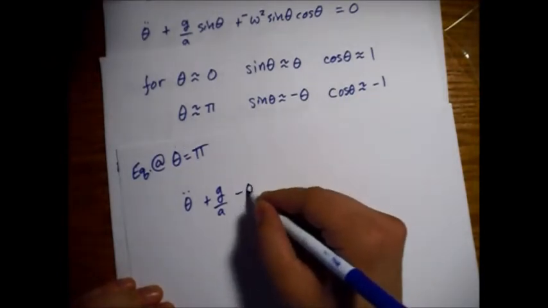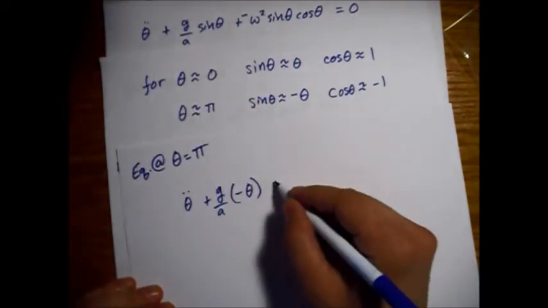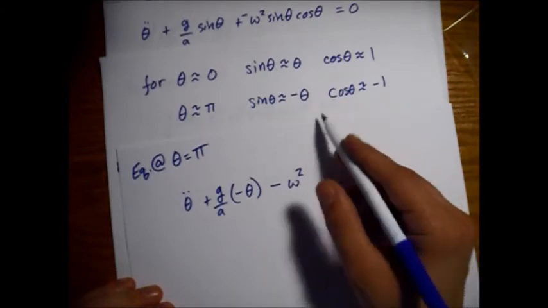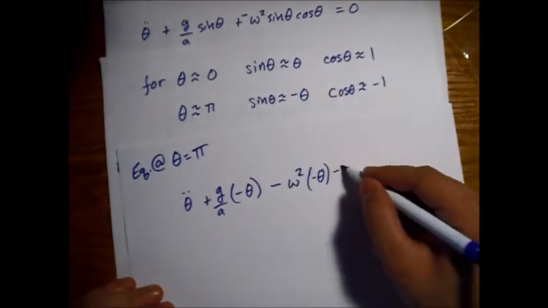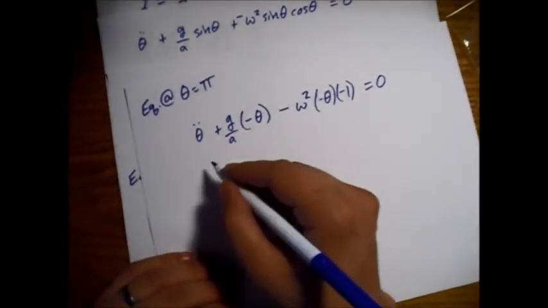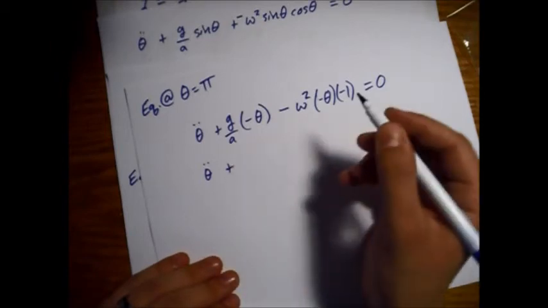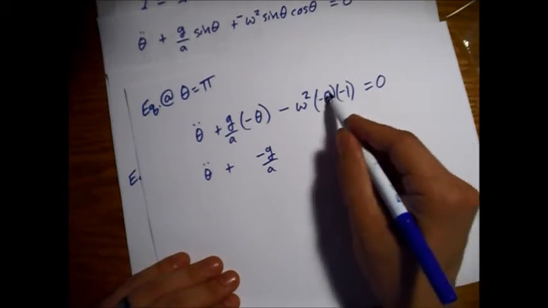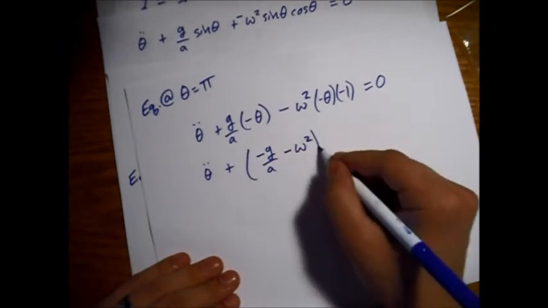This time it's a minus theta right there, minus omega squared. Sine of theta will give us a minus theta, and cosine of theta will give us a minus 1. So let's just rewrite this real quick. We'll have a minus g over a, and then these minus signs will cancel out, but we'll get our minus omega squared like this.